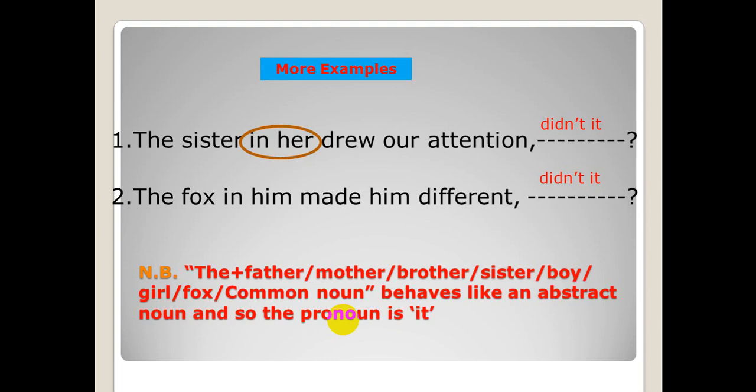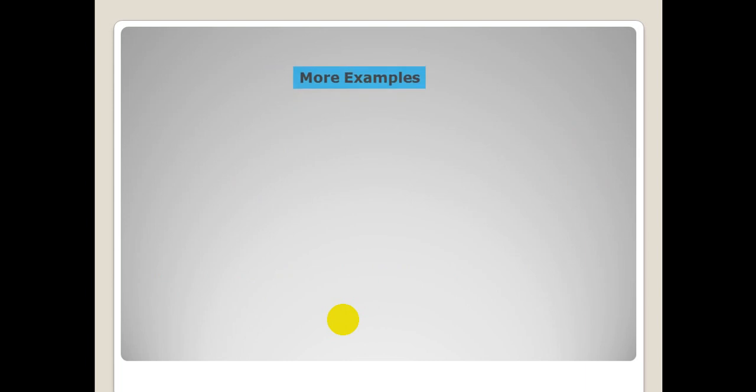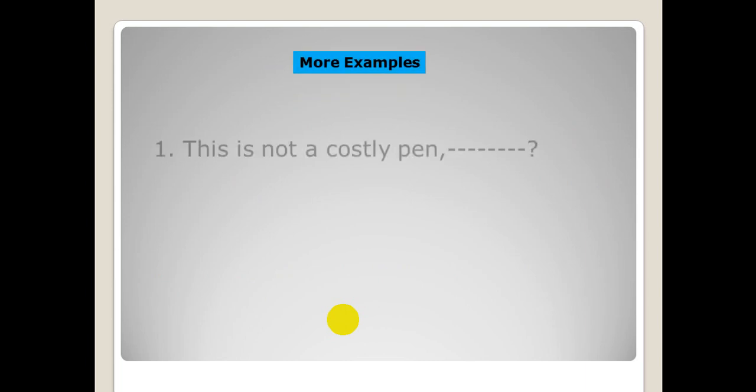In this case, you will find this type of phrase shown inside the oval shape, in her or in him. So if you find either of these two phrases, you must think that they are not behaving like a common noun, rather they are behaving like an abstract noun. Okay, so didn't it? And next, more examples.